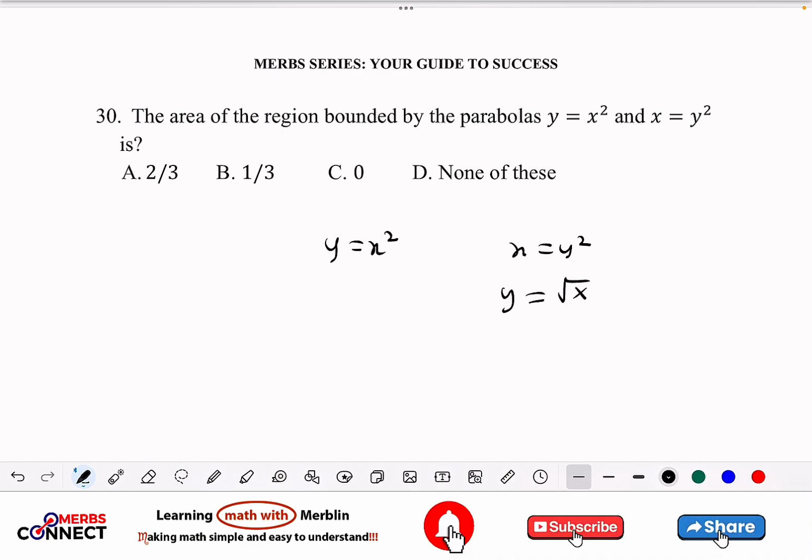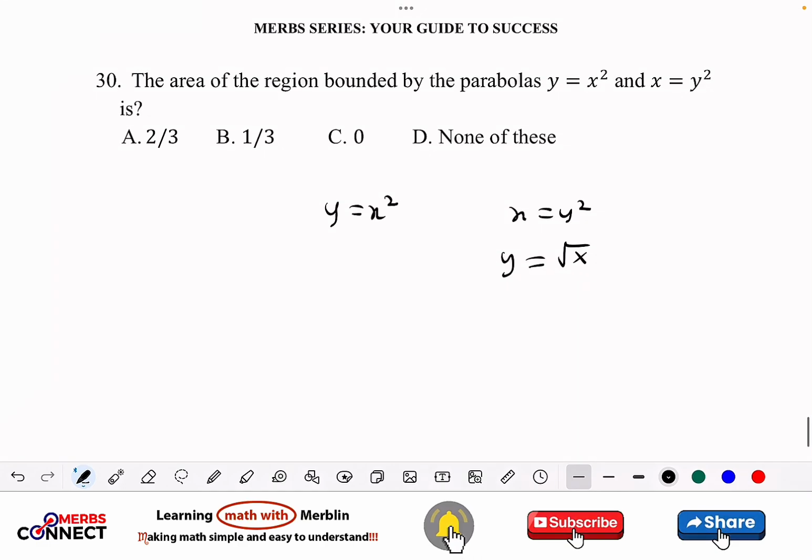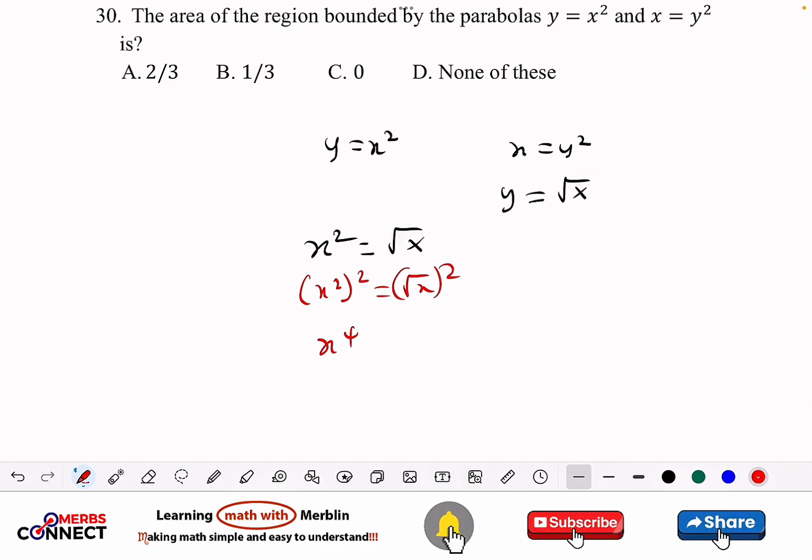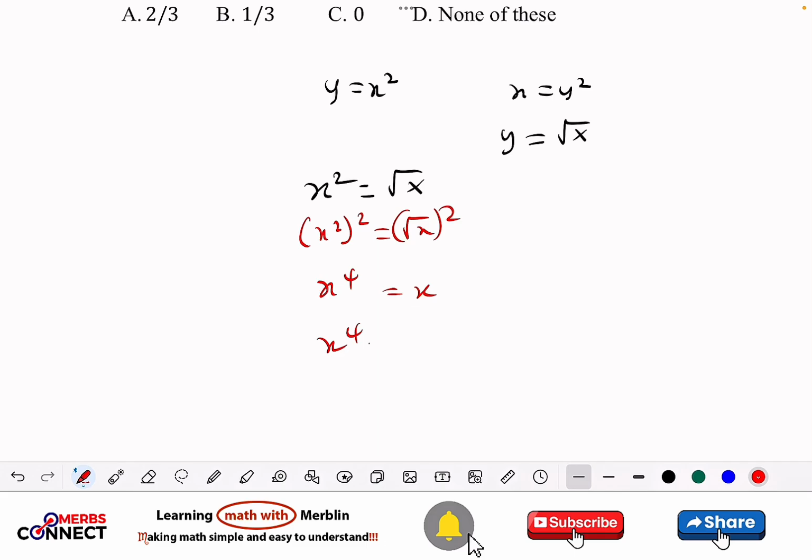So let's find the intercept so that we can know where we are going to integrate the function to. So I'm going to have this is equal to this. So I'm going to have something like x squared is equal to square root of x. I'll square both sides. So I'm going to have x to the power 4 is equal to x. And I'm going to have x to the power 4 minus x is equal to 0. Factor x out, x times (x to the power 3 minus 1) is equal to 0.